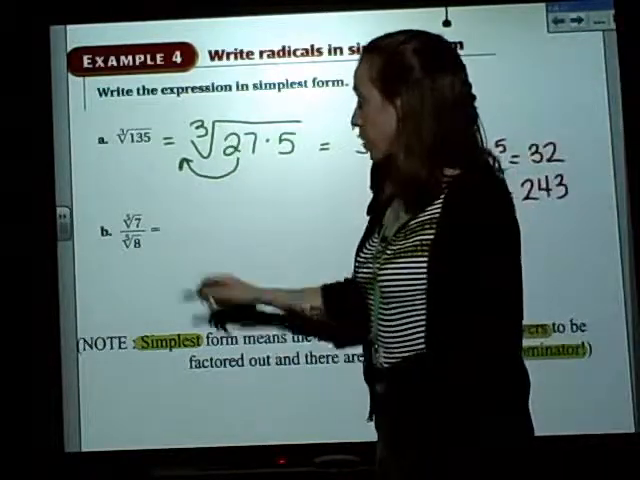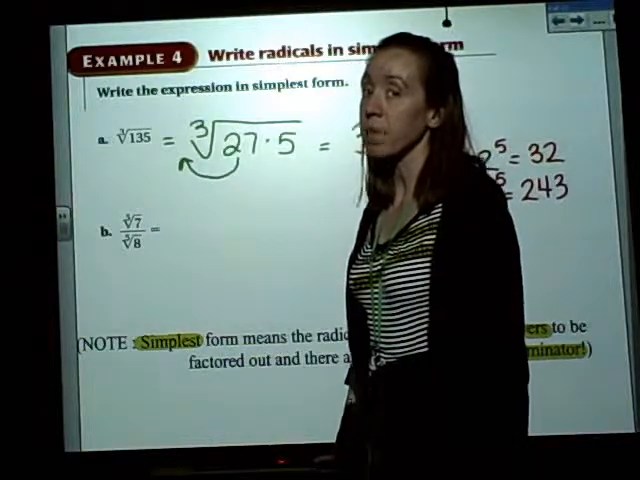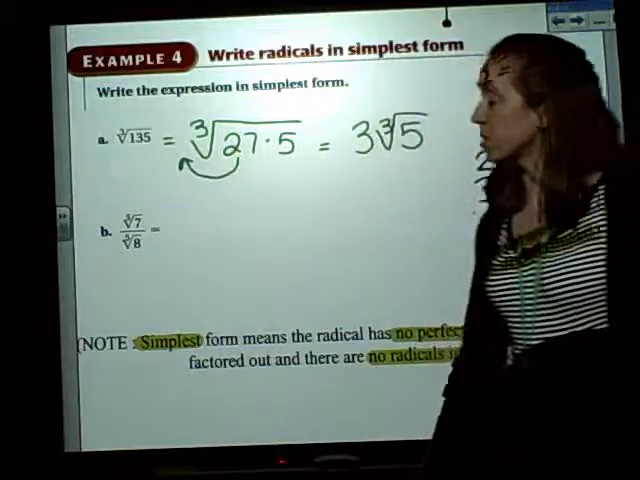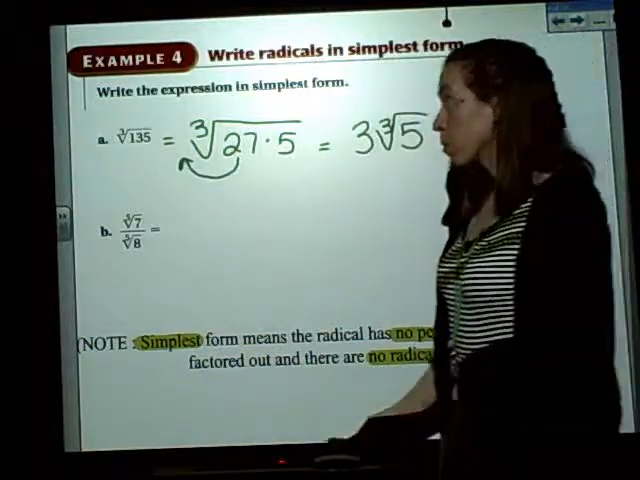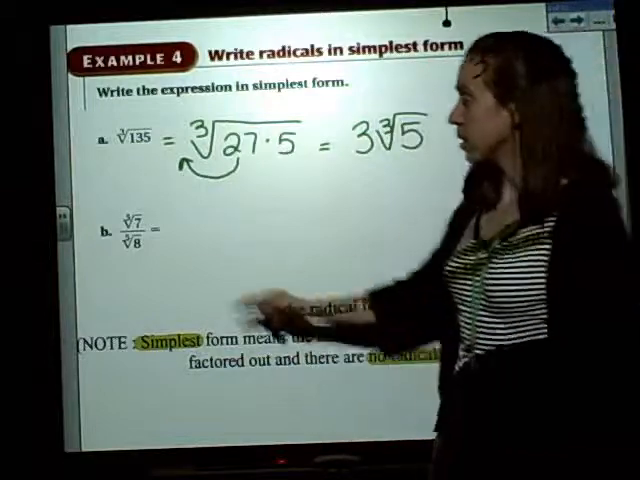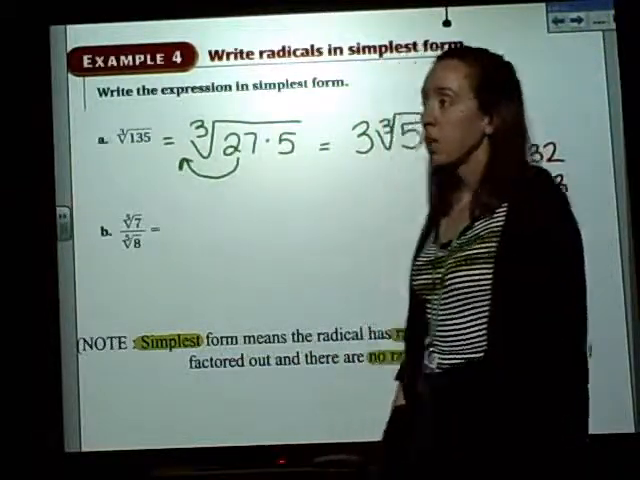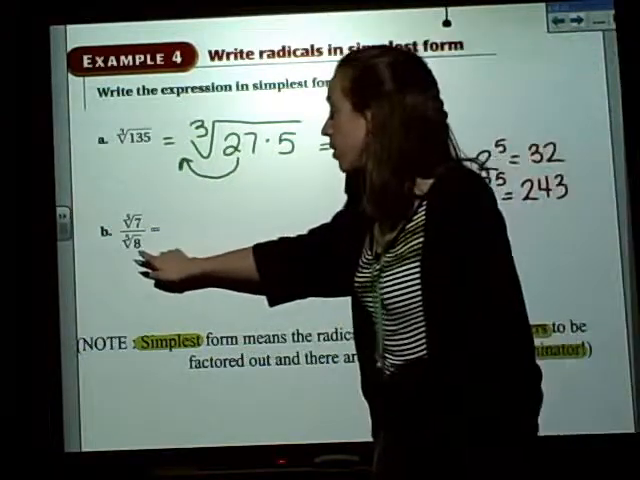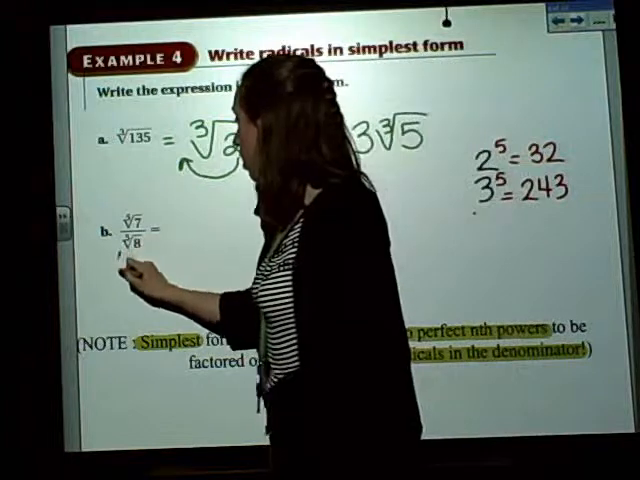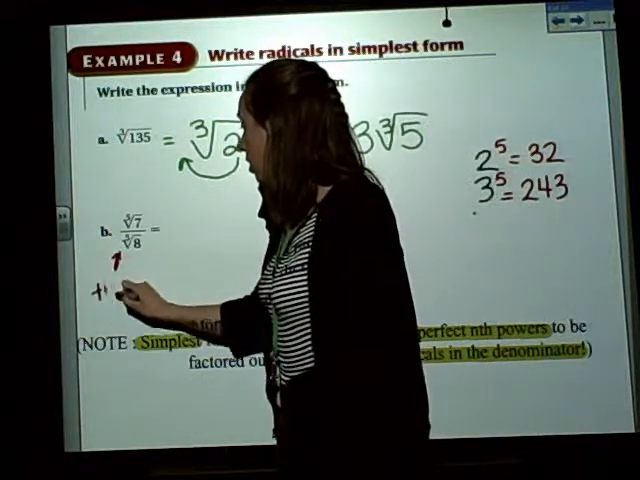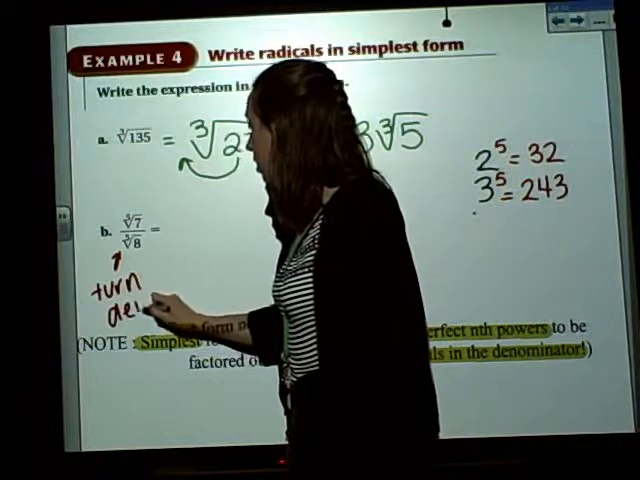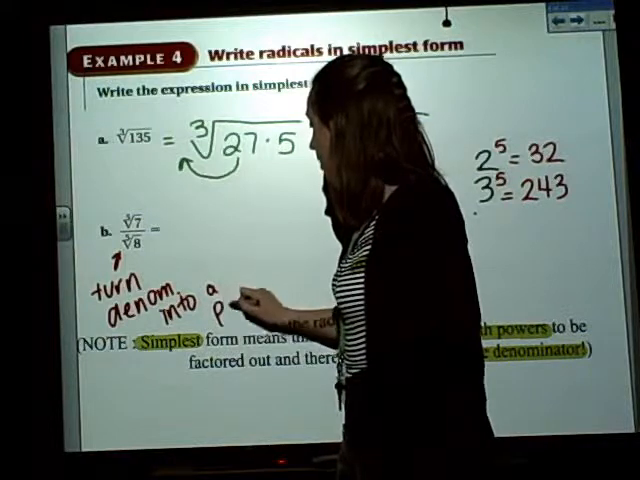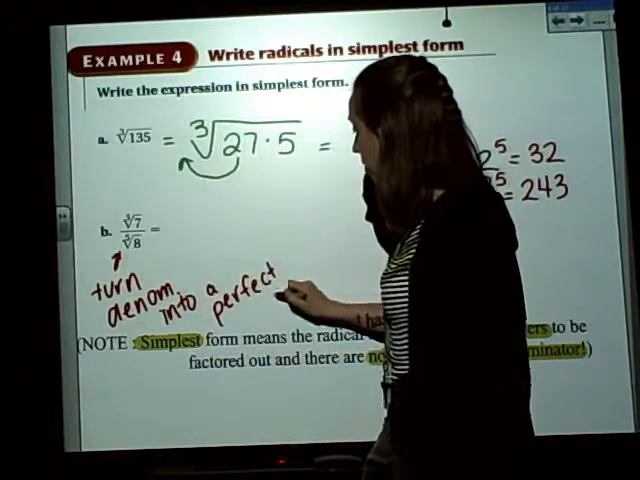Now, here's the problem. We have a radical in our denominator. Unfortunately, rationalizing and multiplying by that denominator just does not work here. So we would want to try and rewrite things, but we can't do that with 7 or 8. So we're going to use a slightly different technique. We're going to try and turn this denominator into a perfect fifth.